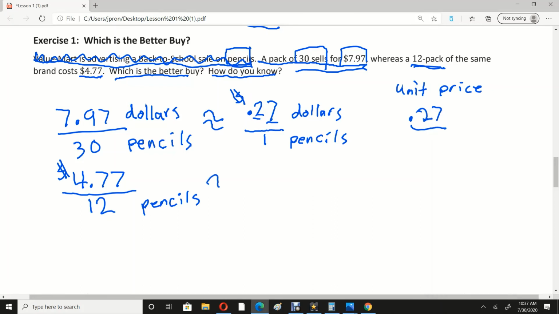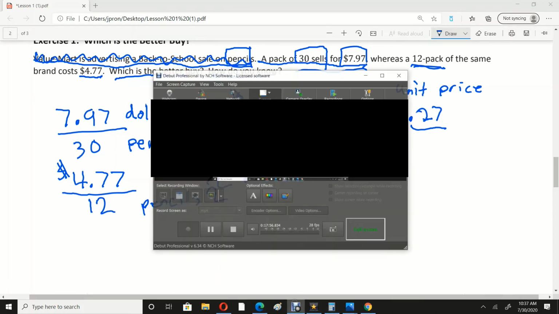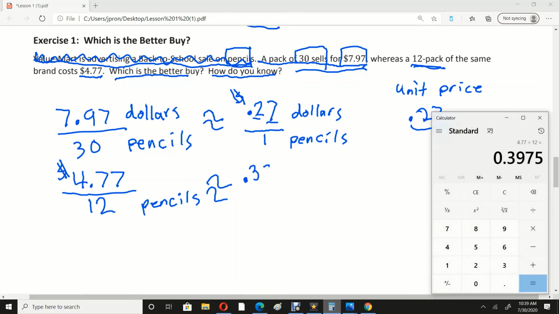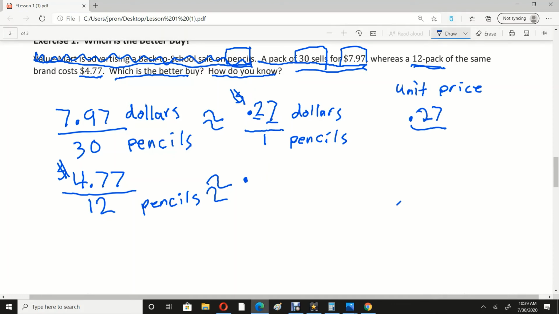So again, we're going to write approximately. We have approximately 0.3. Well, actually, we're going to round up, so we get approximately 0.40. If I round this up, this would be approximately 40 cents. I'm going to round up there to approximately 40 cents.